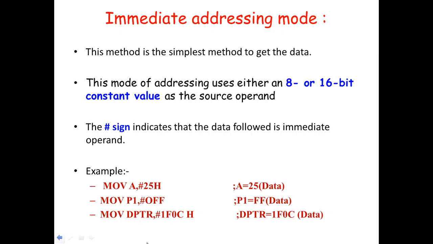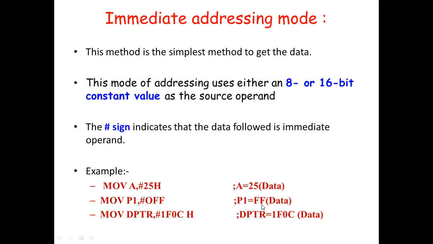Here this is the opcode, this is the destination location, and this is the source location. The data is moving from source to destination, and here this is 25, and in front of 25 you are writing the hash sign, which means it is immediate data. This immediate source data is passed into the destination, which means it is copied into the accumulator.